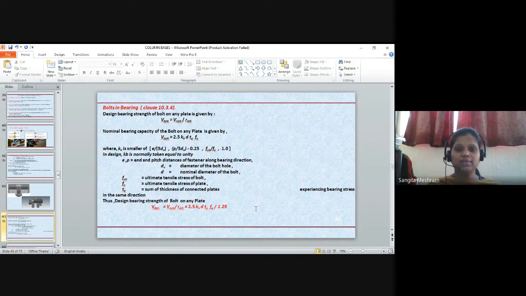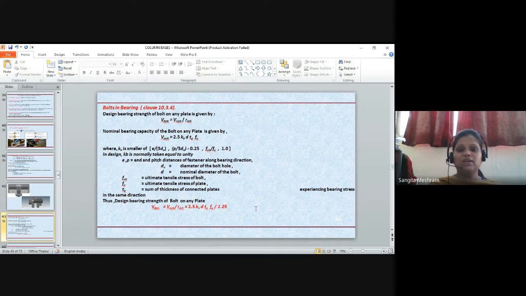D0 is nothing but the diameter of bolt hole. Then D is the nominal diameter of the bolt. Then KB depends upon 4 parameters: E upon 3D0, P upon 3D0 minus 0.25, FUB upon FU, and 1. What is E? Edge or end distance. P is pitch. Okay, if the values are given you can use them directly, or you can use the clauses.